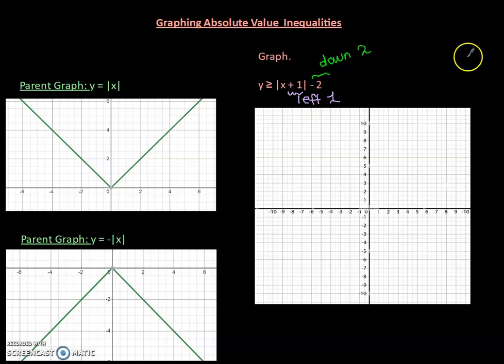So we're going left 1 and down 2 from the parent function points, which is still 0, 0, 1, 1, negative 1, 1. Just remember absolute value is in the shape of a V rather than a U like a parabola. So instead of 0, 0, I'm going left 1, down 2. Instead of going to 1, negative 1, I'm going to go left 2 and down 1. And instead of the point 1, 1, I'm also going to go left 2 and down 1.